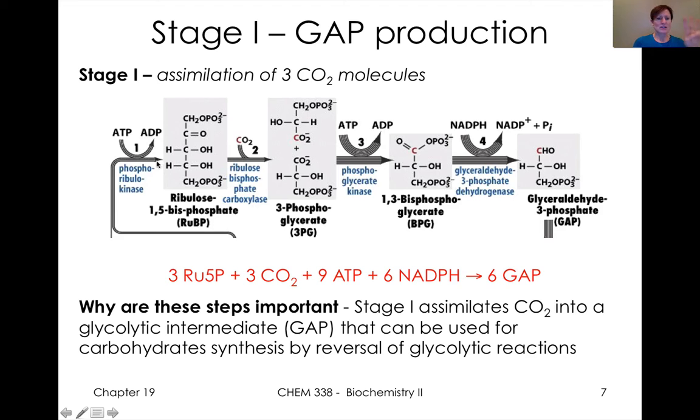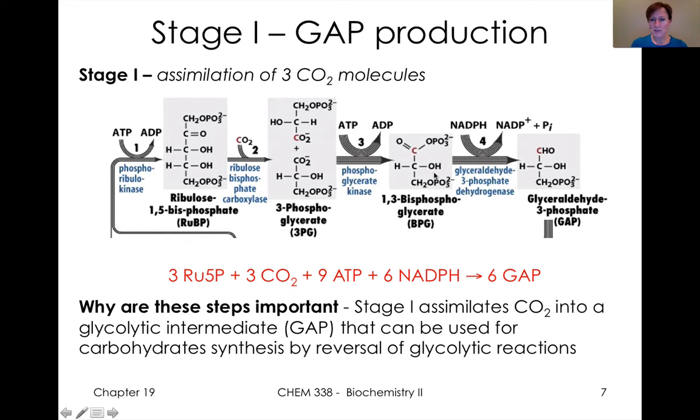So we're going to have these 3 5-carbon pieces. Each one of them gets a CO2 to make 3 6-carbon pieces, which we then split apart here. So now we're going to have 3 phosphoglycerate pieces. We're going to phosphorylate those to make 1,3-bisphosphoglycerate. And again, we've seen that molecule before, so we're going to think about going in reverse to make GAP. So rather than taking GAP and making 1,3-bisphosphoglycerate like we did in step 6 of glycolysis, we're actually going to be reversing that and making GAP.